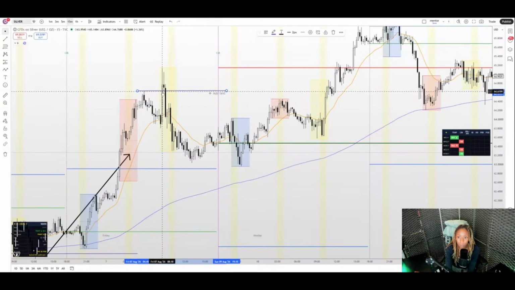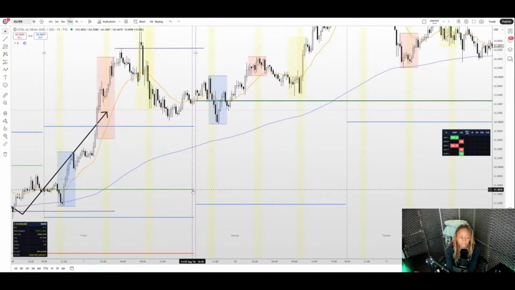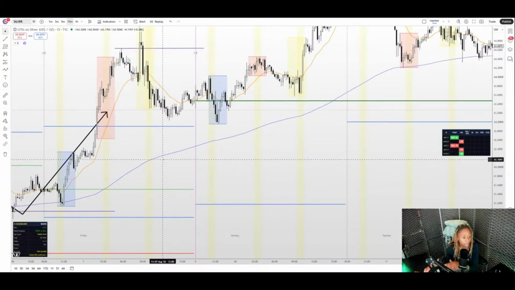Step 1, fail. Step 2, lower lows on the inside. Step 3, pump and dump. I know it didn't go all the way down here, but guess what? You're not trying to be right. You're just trying to follow the same pattern over and over again.